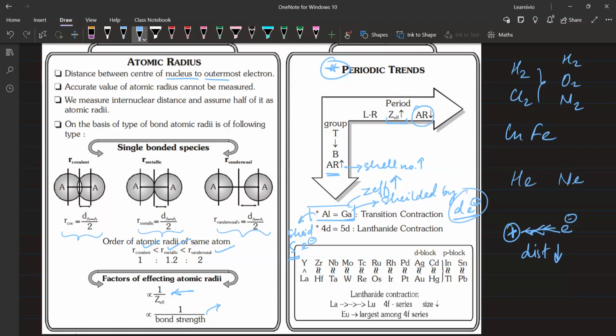Okay. Now another thing is that 4d and 5d, that is the transition series, will have almost similar atomic radii, and that is because of the lanthanide contraction. Again, the same thing is happening here. 5d has the 4f electrons, and the 4f electrons are poor shielders, and hence the Z effective increases. And that is why 4d and 5d will have almost similar atomic radius. Okay. So please write these points, periodic trends and the exceptions.